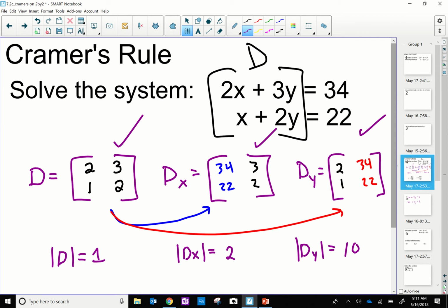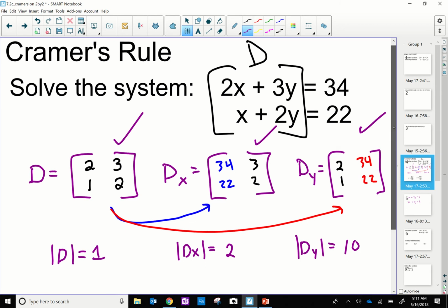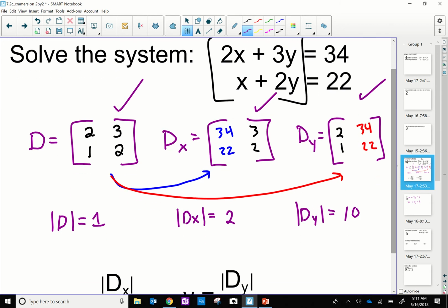So setting these 3 matrices up, it's just a matter of using the numbers in your equation. You just mix them around a little bit. It's always got to be dx, replace the x's; dy, replace the y's. The determinant is always really easy to do on a 2x2. If we were going to do a 3x3, we would just use our calculator.